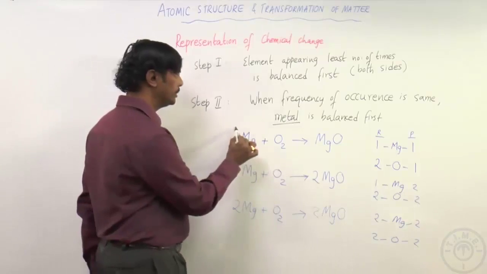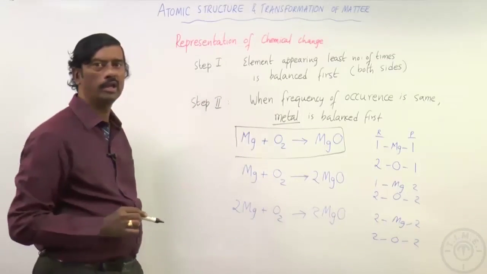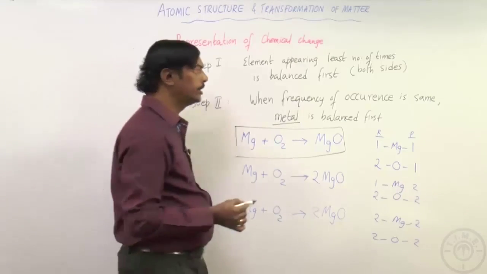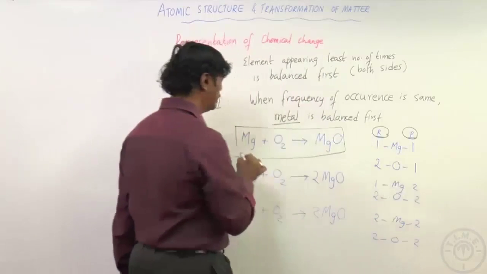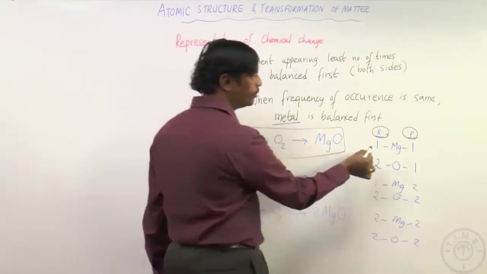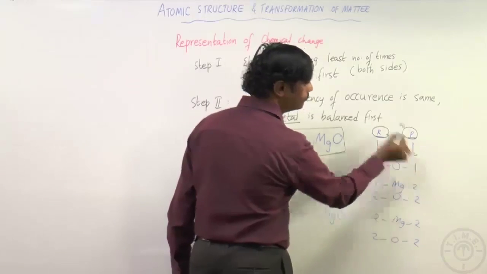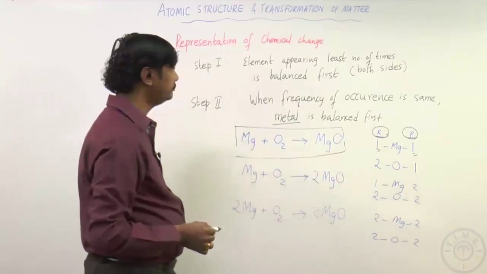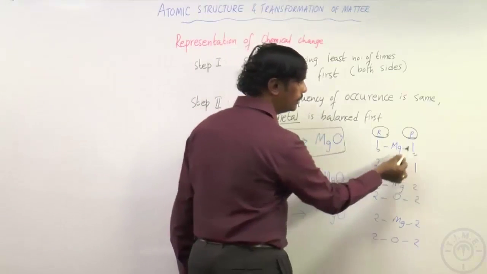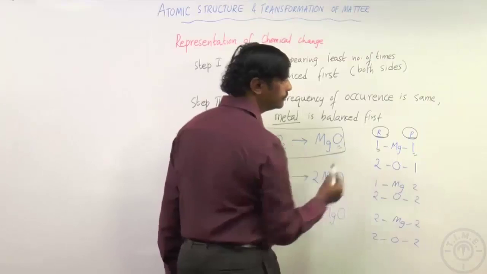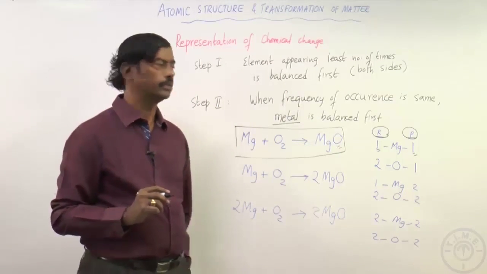This is the skeletal equation that I have put, that is magnesium plus oxygen is going to give magnesium oxide. Now, look at the reactants and the products. Magnesium is 1 here, 1 there. So, I put here 1, 1, meaning magnesium is 1 in the reactant, 1 in the product. How about oxygen? 2 in the reactant and 1 in the product. So, magnesium is already balanced. So, we will have to balance oxygen now.